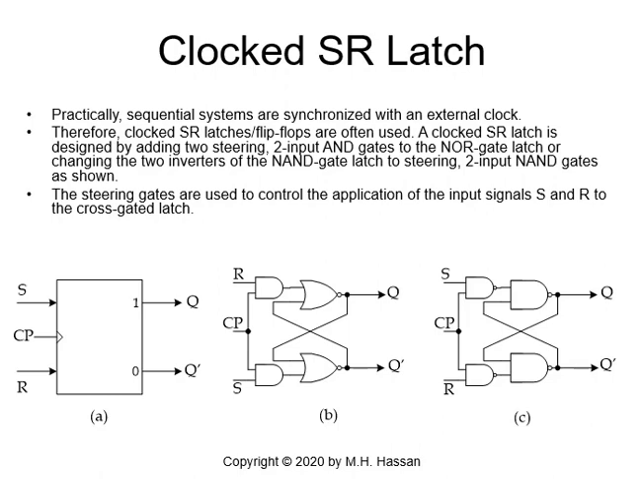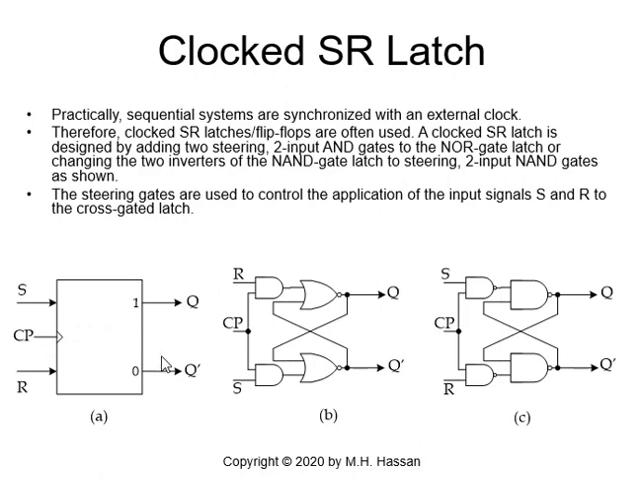The steering gates are used to control the application of the input signals S and R to the cross-coupled latch, and basically they will be controlled by the clock pulse, and the clock pulse will enable the set and reset signals to get through the latch. Now the block diagram of the clocked SR latch is shown here. We have the input S, the input R, the clock pulse CP, and the outputs Q and Q prime.